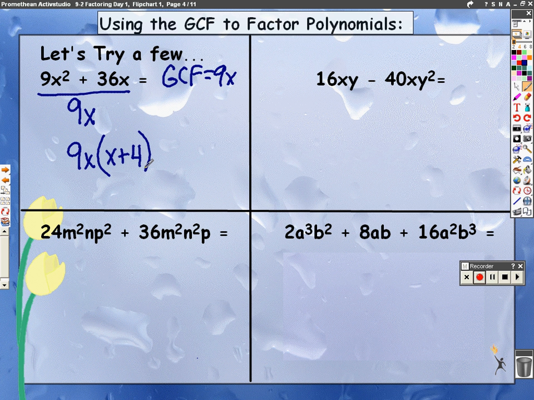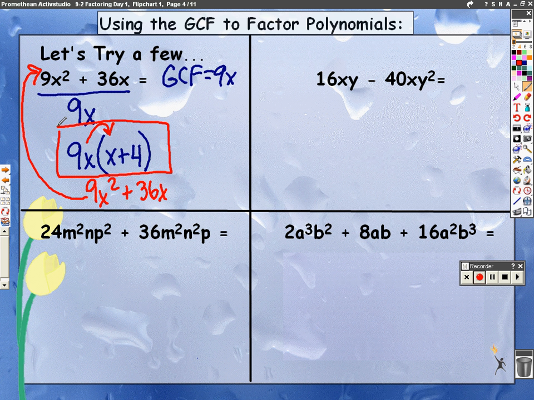I can check my work by distributing the 9x again. So 9x times x gives me 9x squared, and 9x times 4 gives me 36x. And since I ended up with the same polynomial that I started with, I know that my factored polynomial is correct. 9x times the quantity of x plus 4. Okay, let's try the next one.